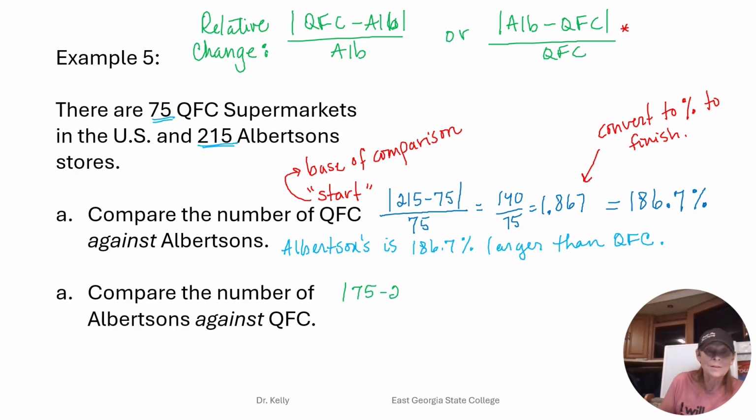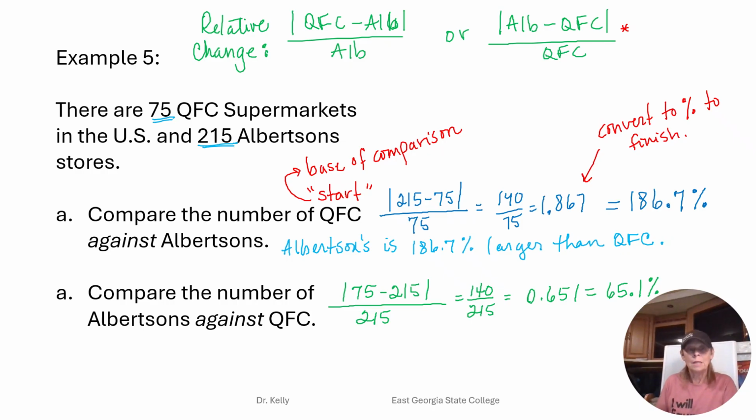75 minus 215, in this case, over the 215. That's going to give us 140 over 215. Which when we do that math there, we have 0.651. And when we convert that to a percentage, that's moving that decimal place twice. We have 65.1%.